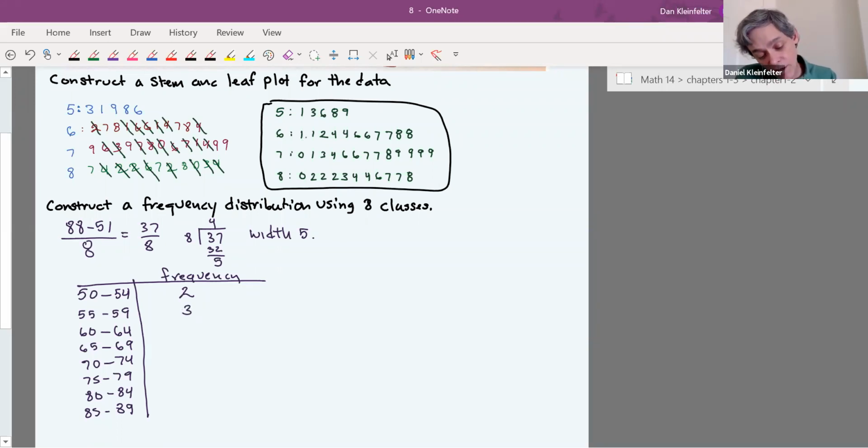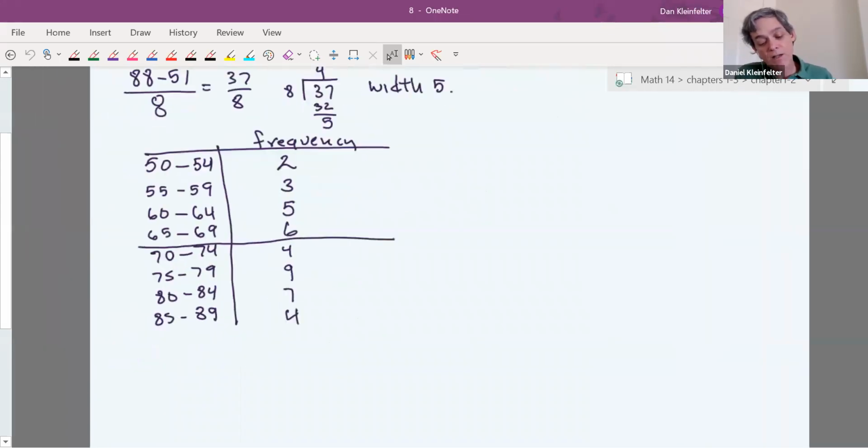60 to 64, there's 1, 2, 3, 4, 5 of those. And then 65 to 69, there's 1, 2, 3, 4, 5, 6 of those. Let me put a divider in here just to organize. 70 to 74, there are 4 of those. 75 to 79, there's 1, 2, 3, 4, 5, 6, 7, 8, 9 of those. 80 to 84, there are 1, 2, 3, 4, 5, 6, 7 of those. And then 85 to 89, there should be 4.